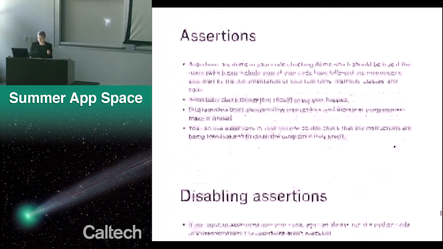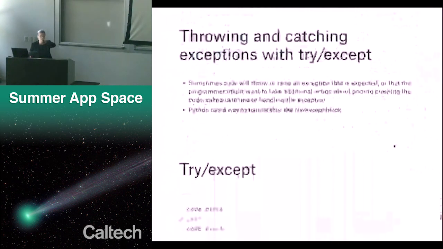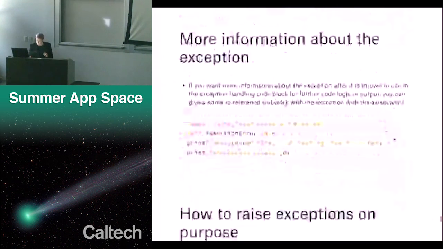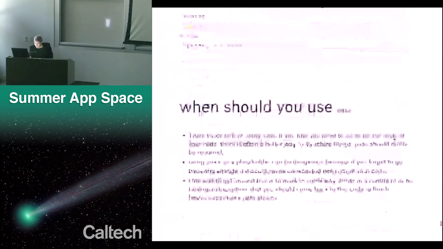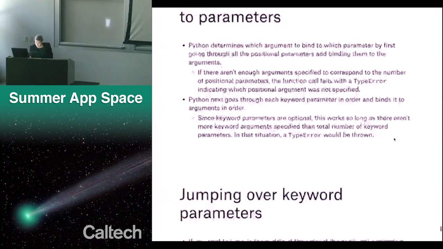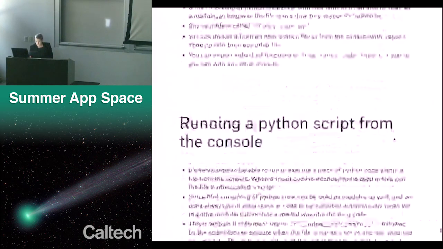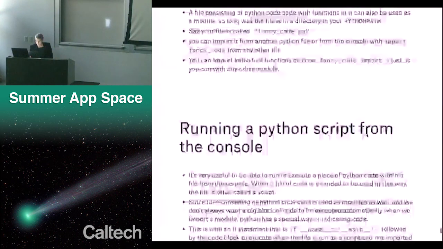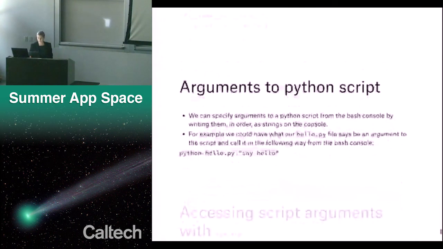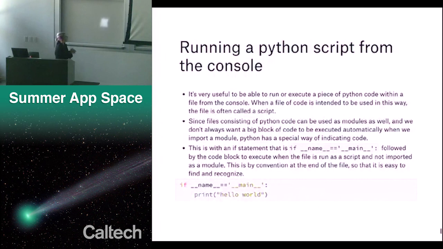Yeah. But just in the interest of time, we have like 1 minute left, and I have one more thing I want to cover. So let's see, what do we have here? Default arguments, jumping over keyword parameters, running a Python script. Let's see. I'll do one more, running a Python script from a console, and then we'll head out.